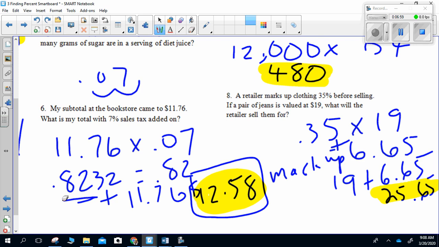So I'm going to look at my first places and see what's going to happen. It stayed as 82 cents. So I took the 82 cents and because it's tax, you add it on. I added that on to the 1176 and I got 1258.4.